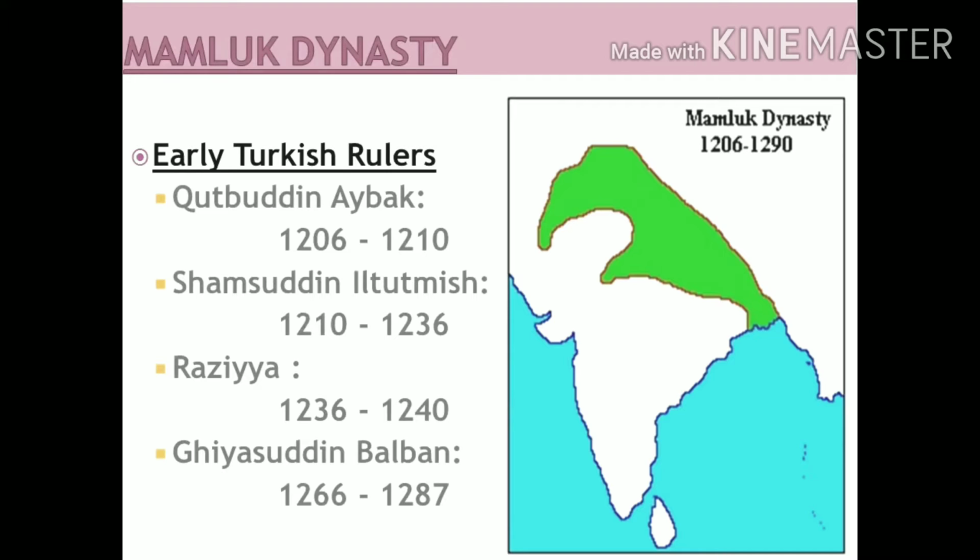Let's start with the early Turkish rulers. They were also called the Mamluk dynasty or slave dynasty because these rulers were actually slaves who came to power. Qutbuddin Aibak was the first one, then came Shamsuddin Iltutmish, then Razia Sultan, and then Ghiyasuddin Balban.